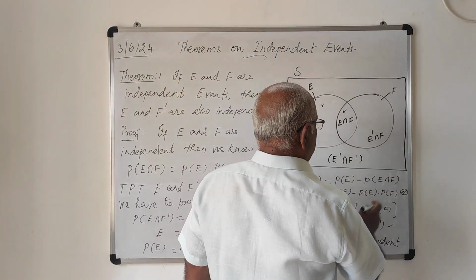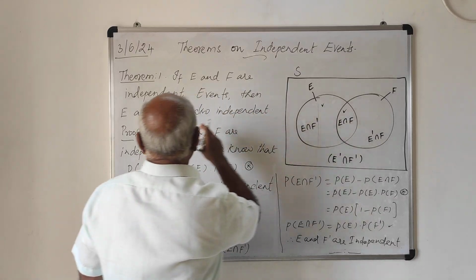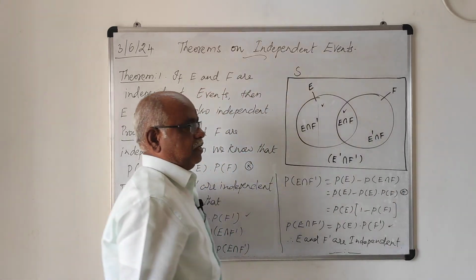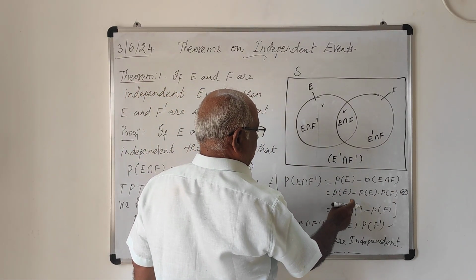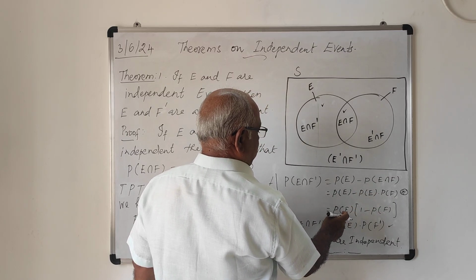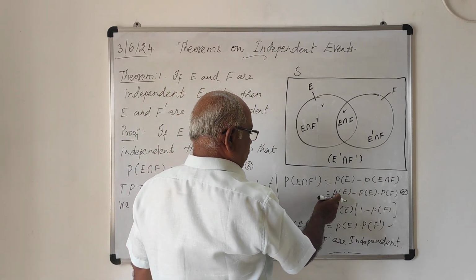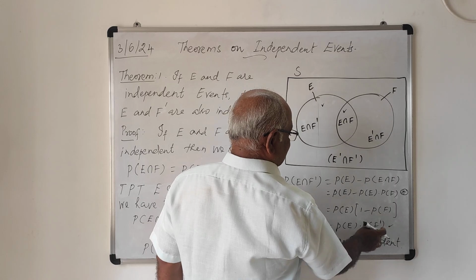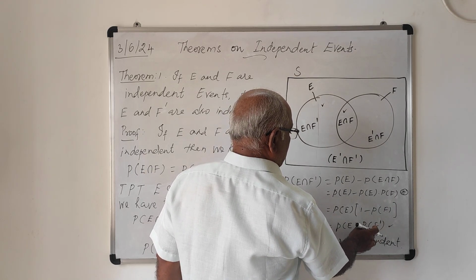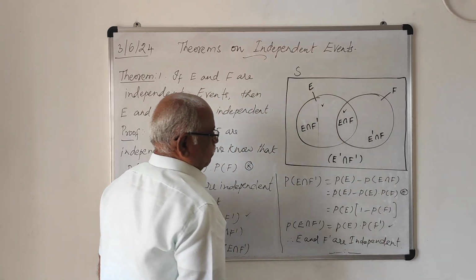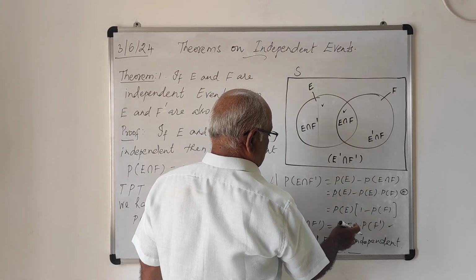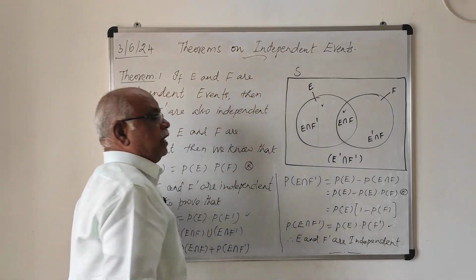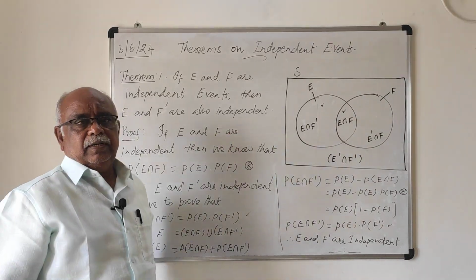We know that E and F are independent. Therefore, probability of E intersection F is probability of E into probability of F. Taking probability of E as a common term, you will get probability of E into 1 minus probability of F. You know, 1 minus probability of F is the probability of the complement event, F dash. So probability of E intersection F dash equals probability of E into probability of F dash, which we have derived. Therefore, E and F dash are independent events. That's all about this theorem.